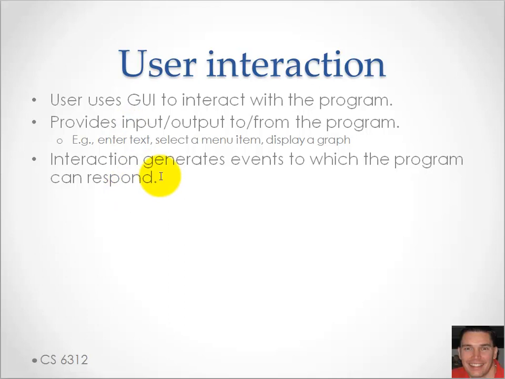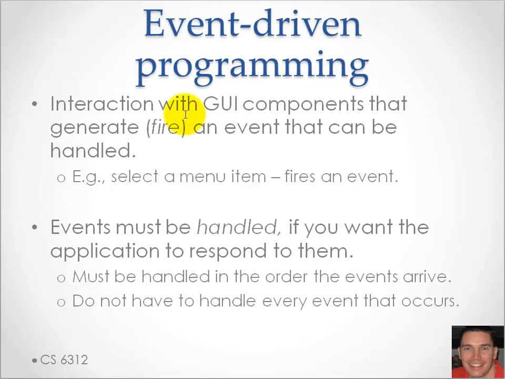As the user interacts with the program, the GUI is going to create events to which that program can respond. So if you hit a button, there's going to be an event fired that you have clicked that button, and then you have to incorporate code to respond to that event. This leads to the idea of event-driven programming: as you interact with the GUI, it fires or generates an event that you then need to handle if you want to respond to that event.